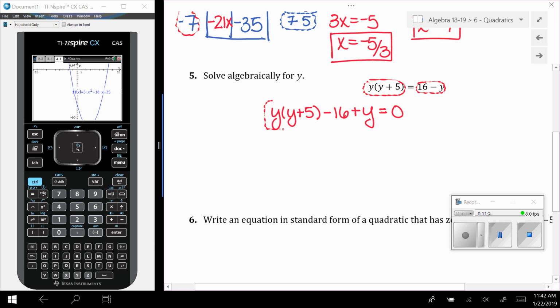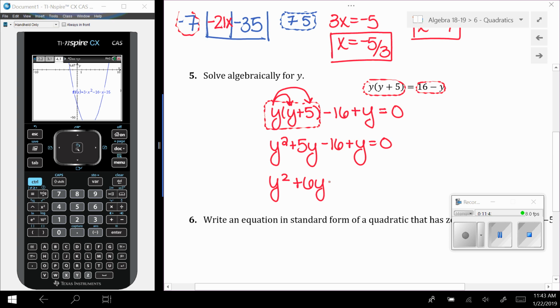I've got to clear these parentheses here. How do I do that? Oh, the distributive property, you say. I say that's a great idea. So y squared plus 5y minus 16 plus y is equal to 0. And then we get to combine like terms. And then last but not least, we would factor it. You should be able to factor this on your own. You do not need me to tell you how to factor it.